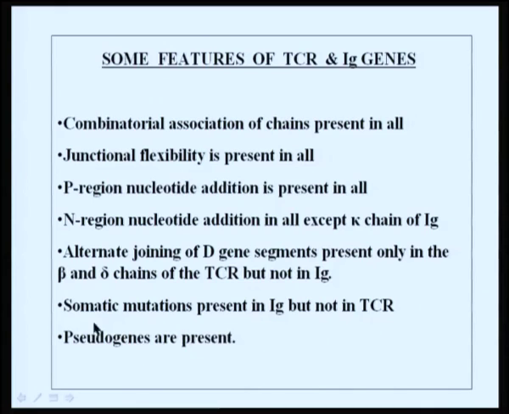More importantly, somatic mutations are present in immunoglobulin molecules, which is what results in affinity maturation of immunoglobulin molecules, but they are absent in the case of T cell receptor molecules. This is a very important point. And of course, pseudogenes are present in both. Pseudogenes are genes that do not code for a functional product. So, these are the principal features of the T cell receptors, compared with the immunoglobulin chains, and I leave you with that.